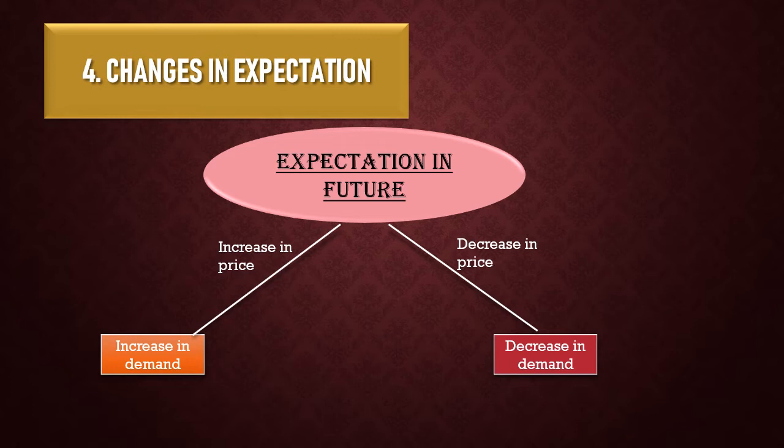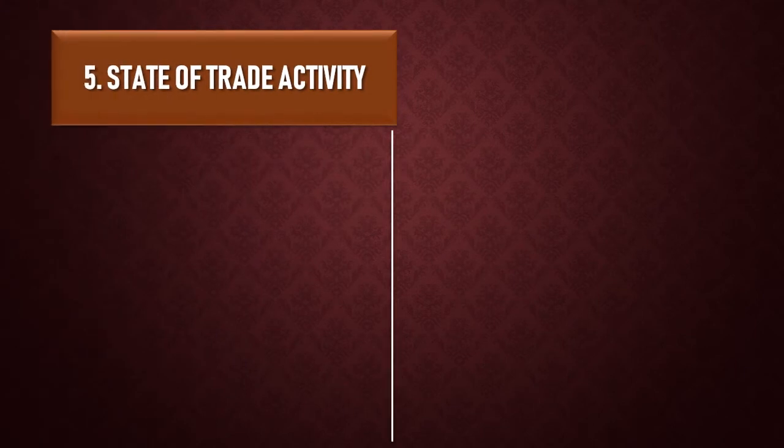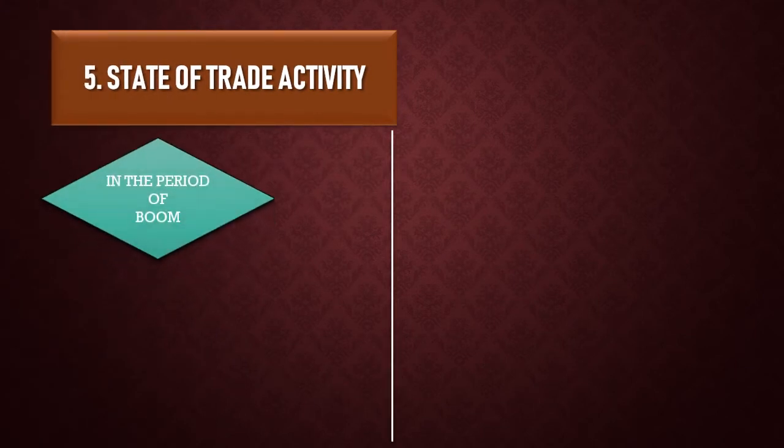Let's go with the next point, that is state of trade activity. In the period of boom, the country is enjoying a high rate of national income, a high rate of per capita income. It is a good period for the country. Everyone is having money with them. There is no debt. There is a good period going on in the country.